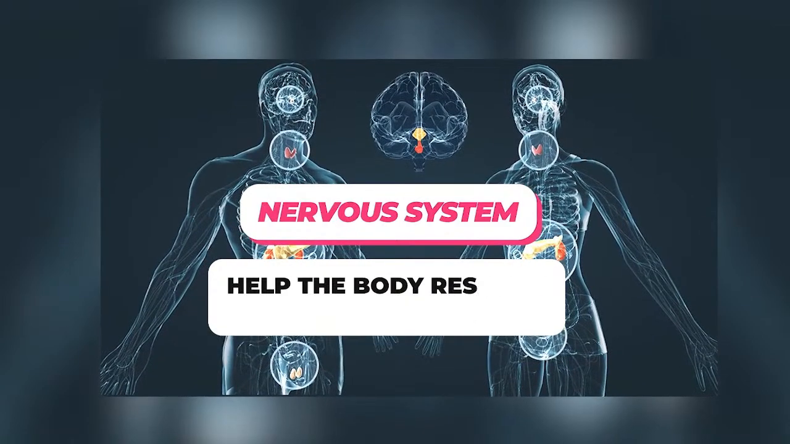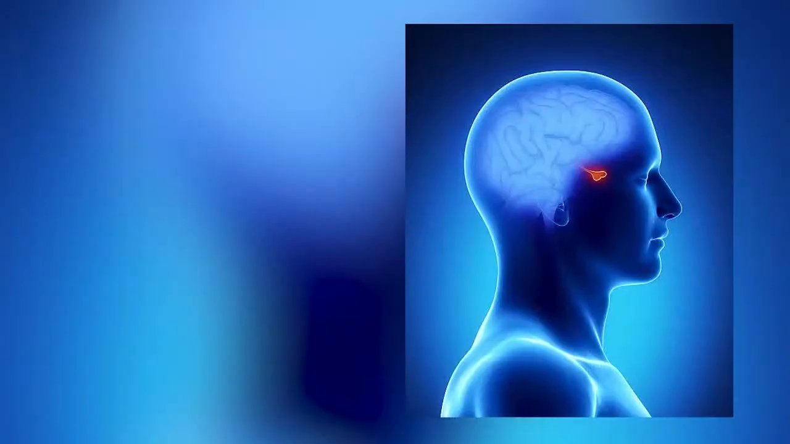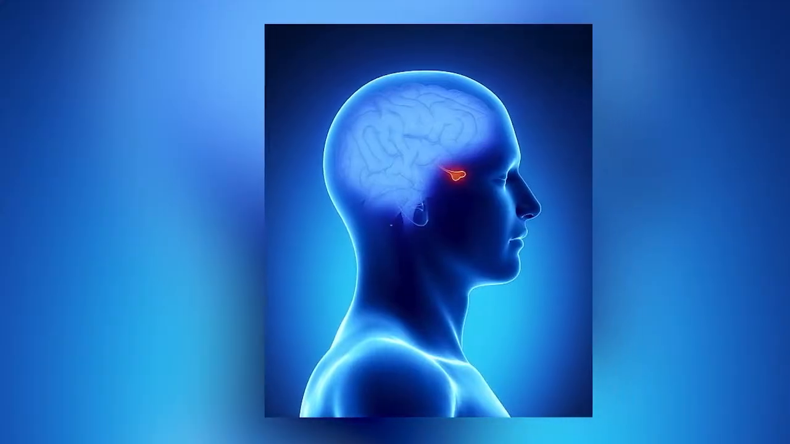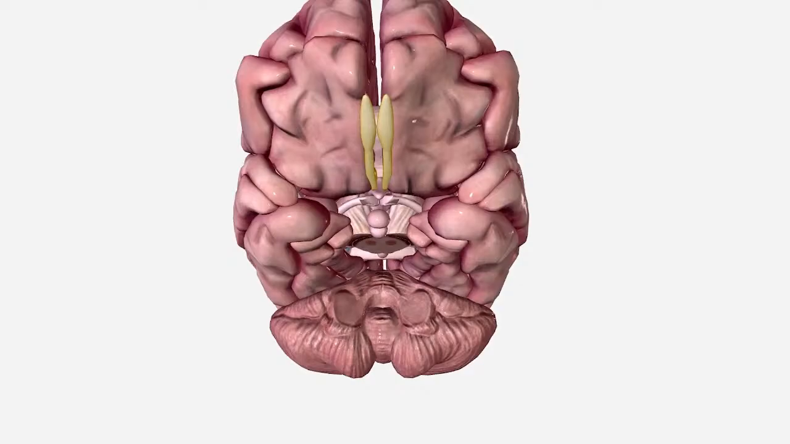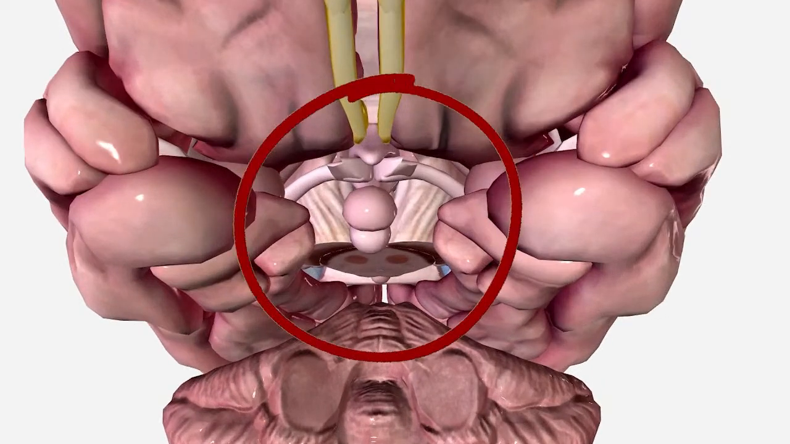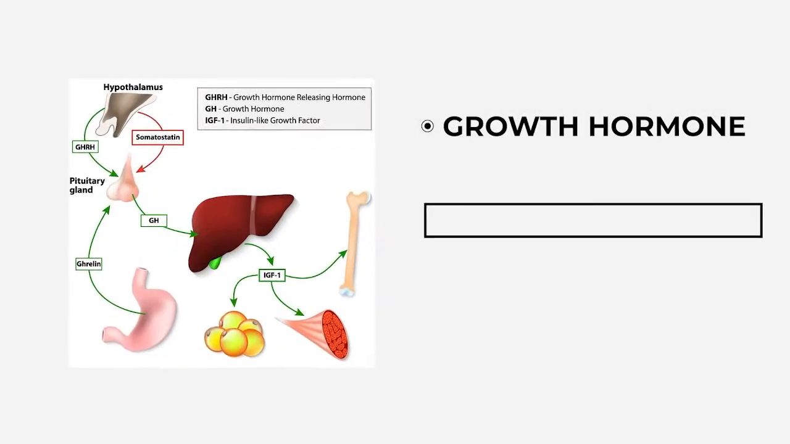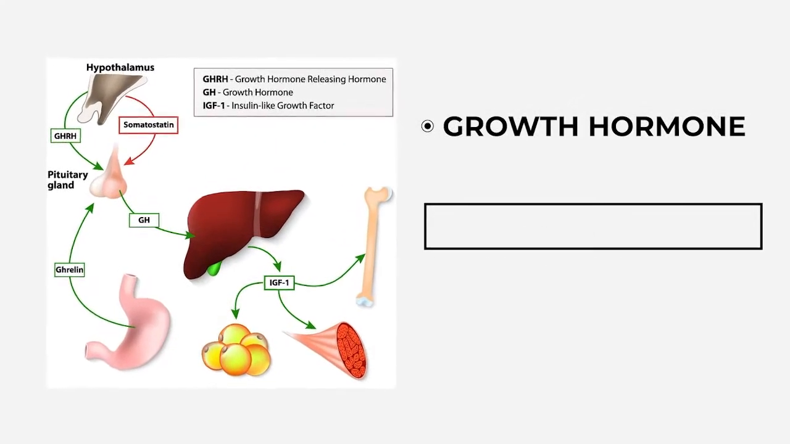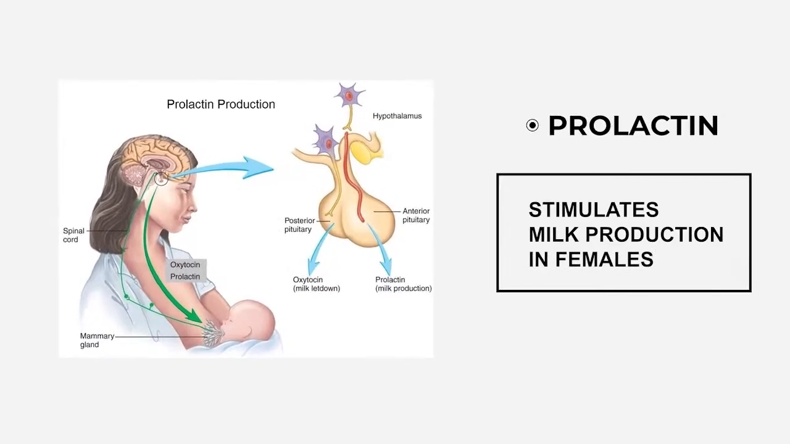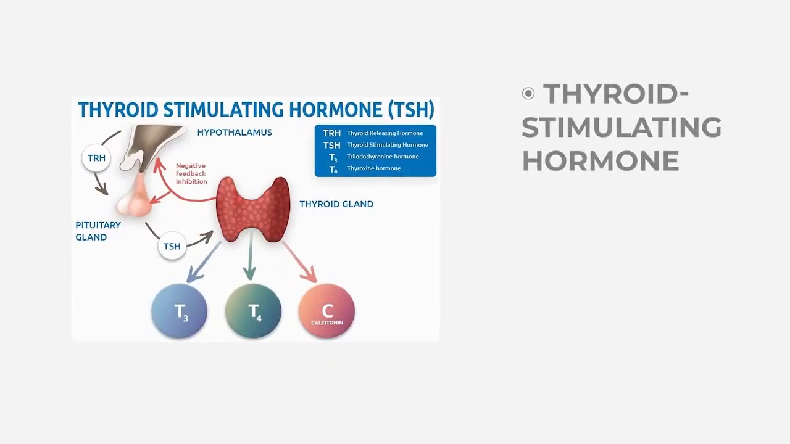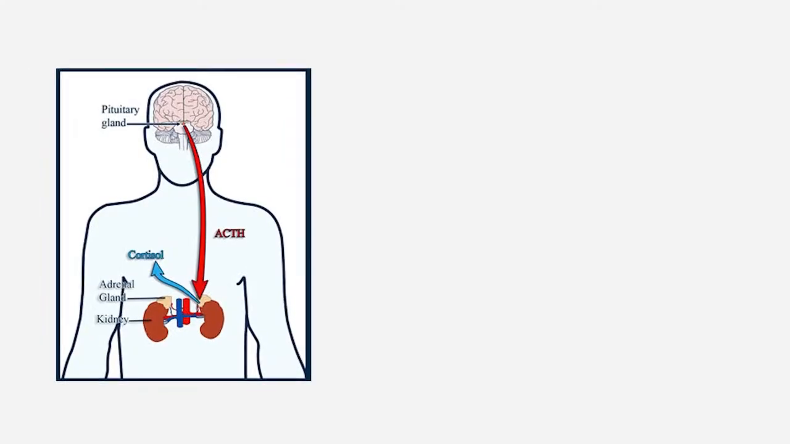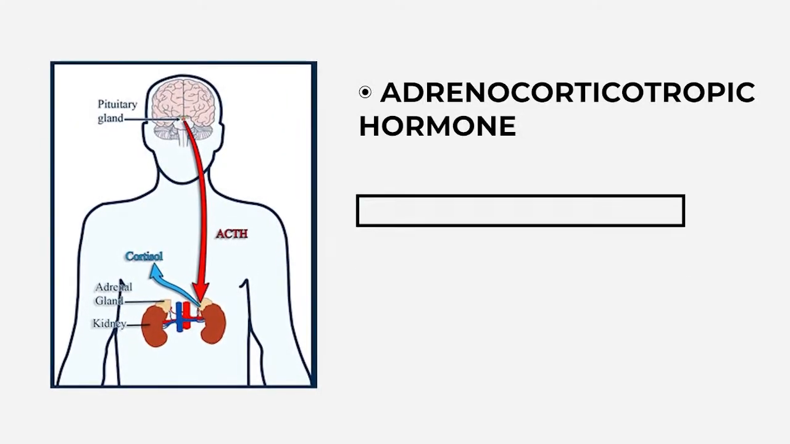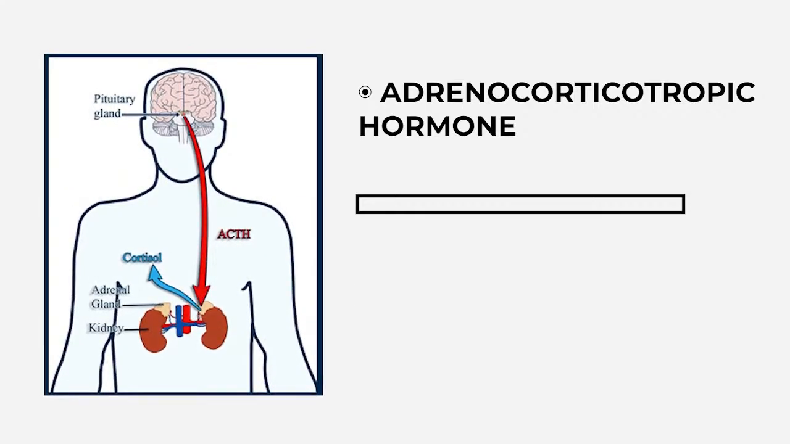environment. Pituitary gland. The pituitary gland, also known as the master gland, is located at the base of the brain and plays a key role in regulating the endocrine system. It produces several hormones, including growth hormone, which stimulates growth and cell reproduction, prolactin, which stimulates milk production in females, thyroid-stimulating hormone, which regulates the thyroid gland, and adrenocorticotropic hormone, which regulates the adrenal glands.